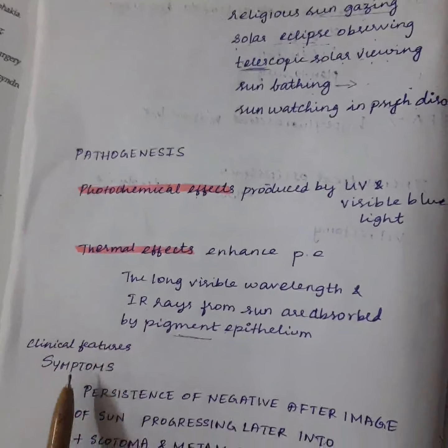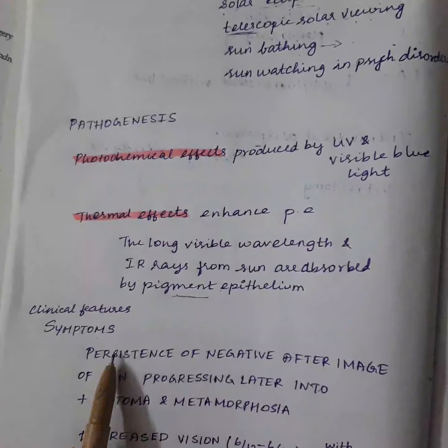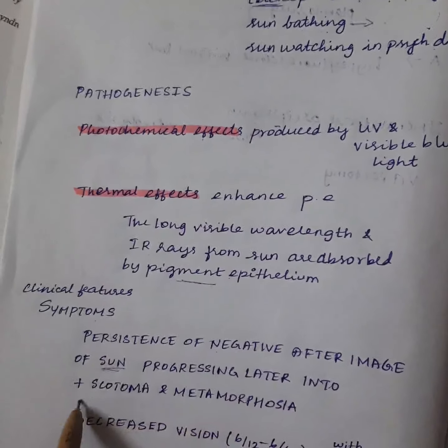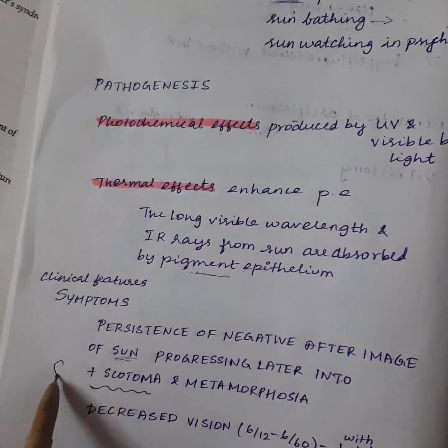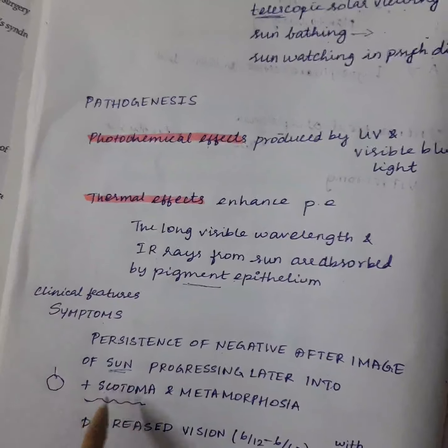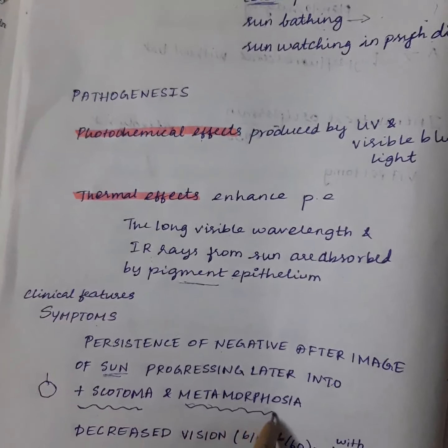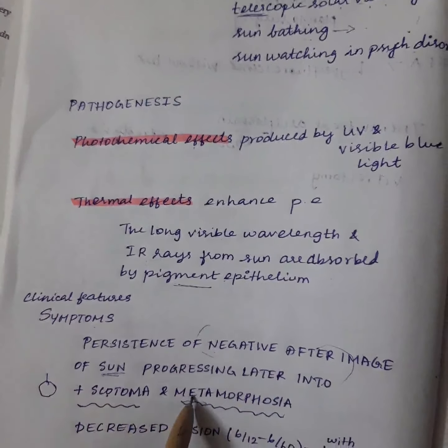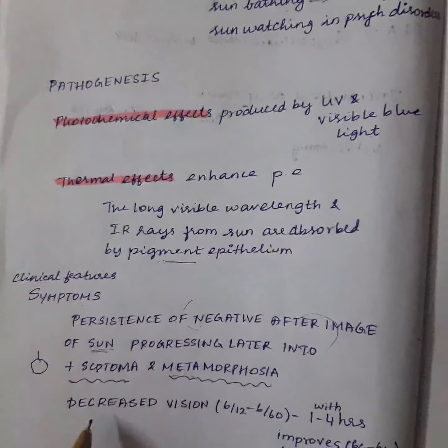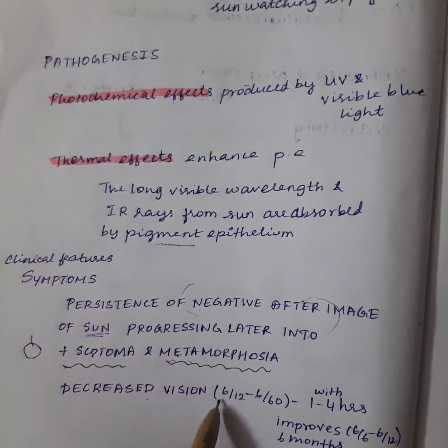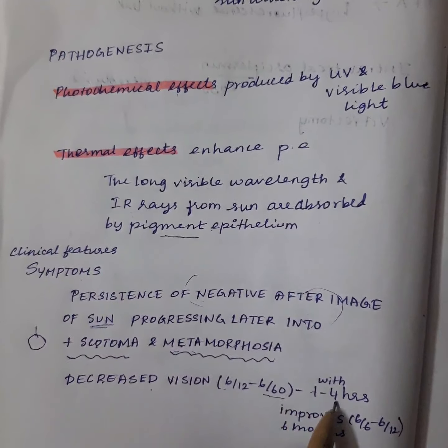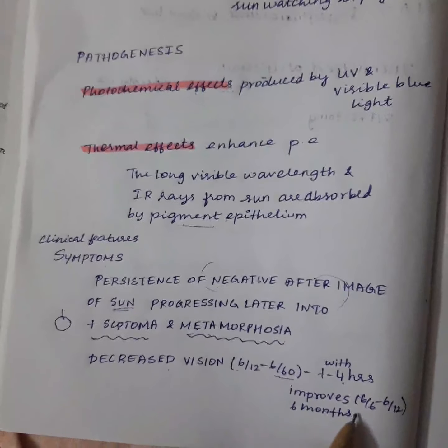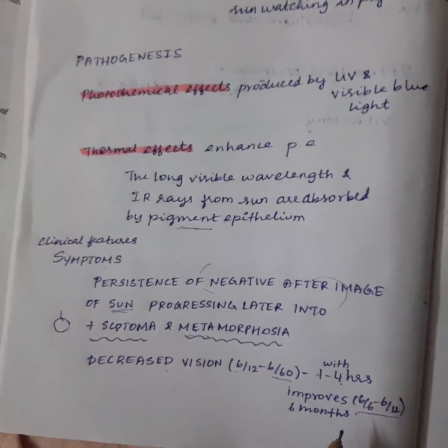Coming to the clinical features, there are some symptoms. There is persistence of the negative after image of the sun, progressing later into positive scotoma, which means the absence of central vision, which happens with even a macular hole, and metamorphopsia, which means distortion of vision. So there is a negative after image of the sun, which may later progress to scotoma and metamorphopsia under the symptoms. Then there is decreased vision between 6/12 to 6/60, which develops within 1 to 4 hours, and it improves within 6 months to a range of 6/6 to 6/12 itself.